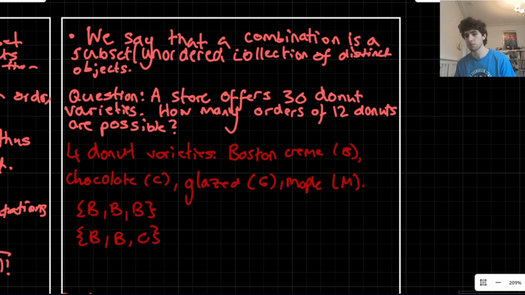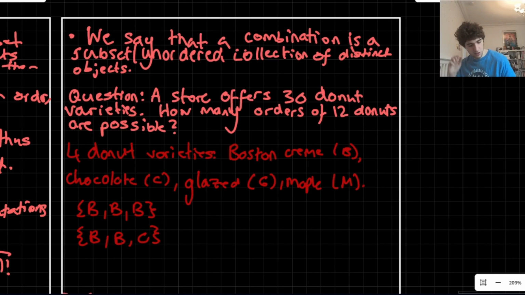Or you could get 2 Boston creams and 1 chocolate donut. That's the same as if I order a chocolate first and then 2 Boston creams. So the order in which I make the order doesn't matter, because it's the same order, right? If I have a chocolate and then 2 glazed donuts, that's the same as getting 2 glazed donuts first and then a chocolate. It gives me the same order effectively. So we don't care about the order here. Order doesn't matter, but we do allow for repetitions, which makes this hard because we are allowed to get the same type of donut more than once.